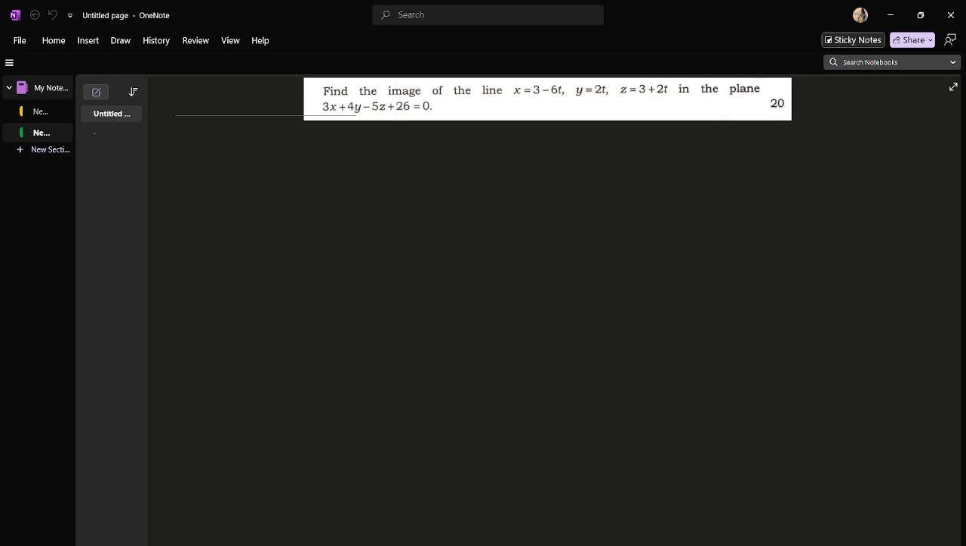So this is a question from that paper, and what the question says, we have to find the image of the line x equals 3 minus 6t, y equals 2t, and z equals 3 plus 2t in the plane whose equation is 3x plus 4y minus 5z plus 26 equals 0.